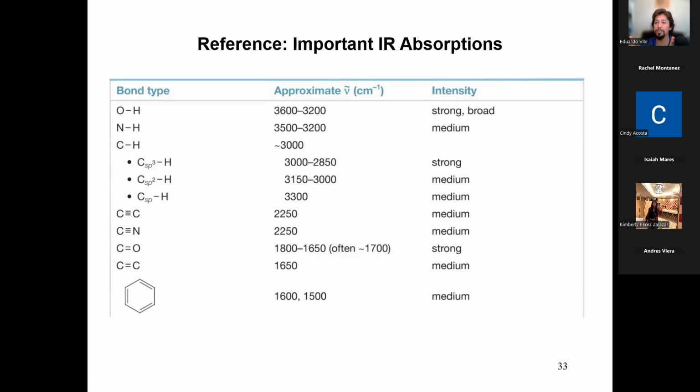So are there any questions about any of the concepts or any of the topics that we discussed regarding IR, how we do it, what it's for?